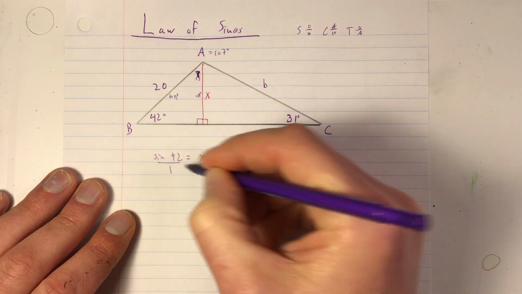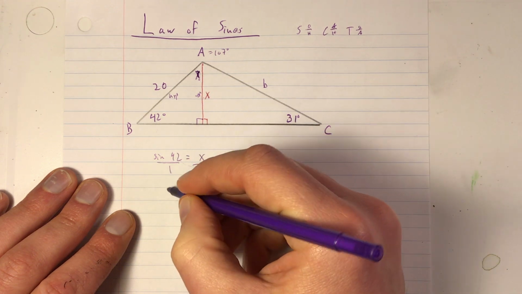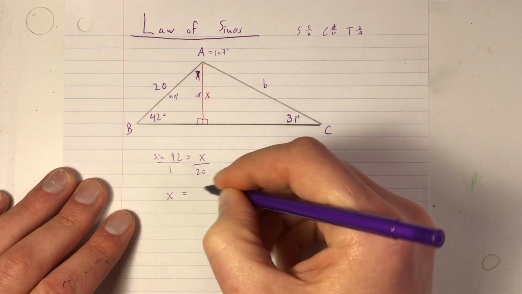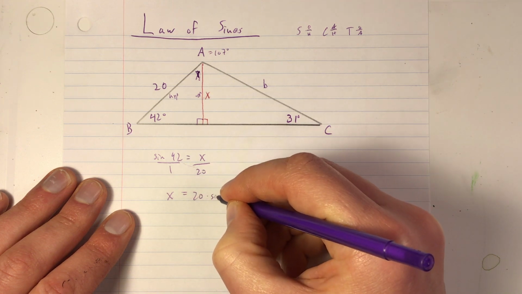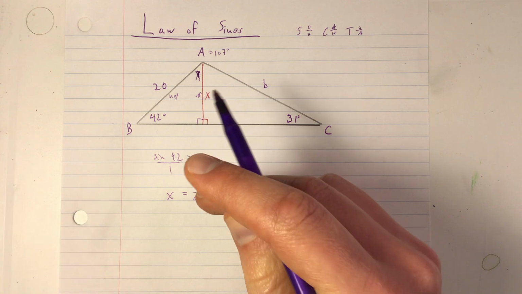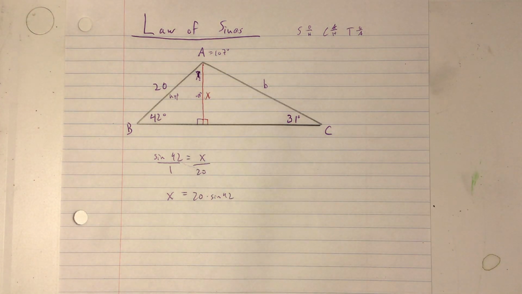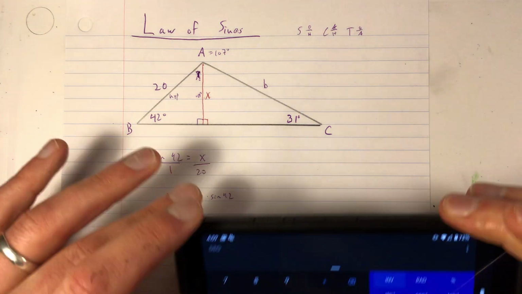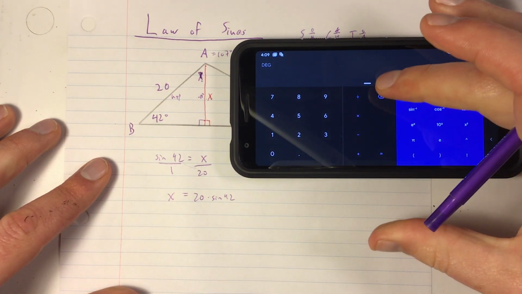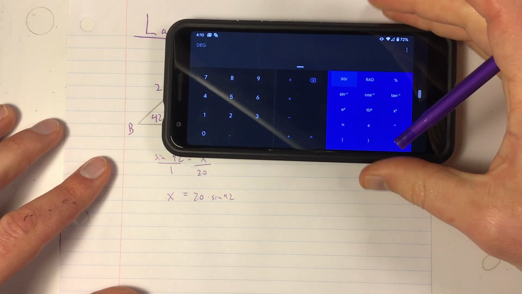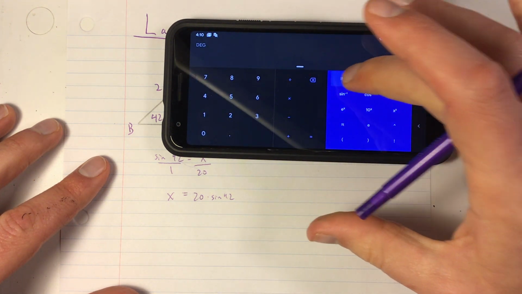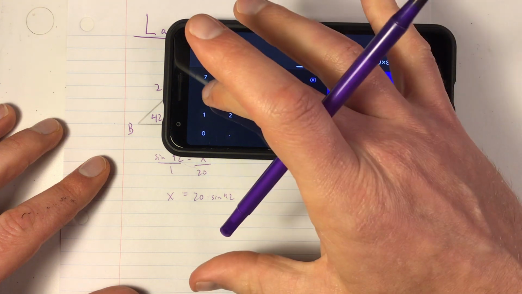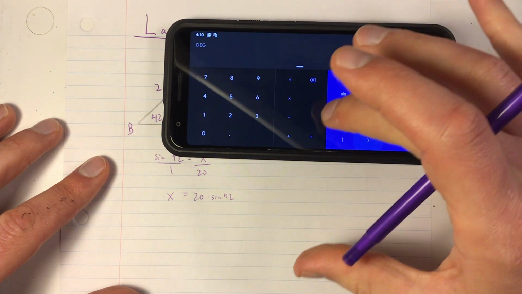Then, of course, just got to cross multiply. X times 1 is X. And then we'll take 20 times the sine of 42. I could get that as a decimal first if I want to, and pull out my calculator. So I'm going to do 20 times, one regular, sine of 42. I'm going to close my parentheses and hit enter.